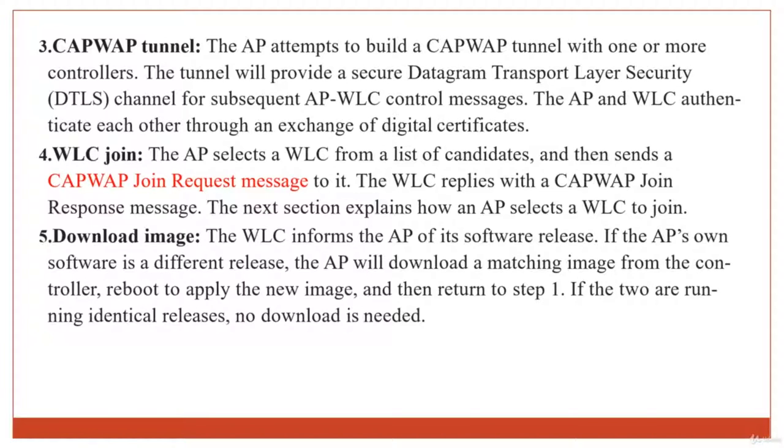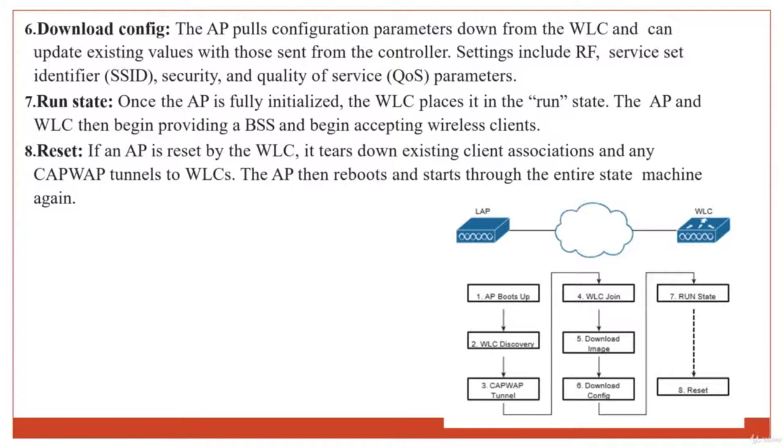So once we have the CAPWAP tunnel built between AP and controller, the AP knows who the controller is and the controller knows who the AP is. Then it's the role of the WLC to check the image version. There should not be a mismatch between the WLC image and the AP image. In that case, the AP will download the image, and then it has to reboot. If the image is okay, then from the WLC the config will get pushed related to RF, service set identifiers, security, QoS, etc. And finally, the device will go into the run state.